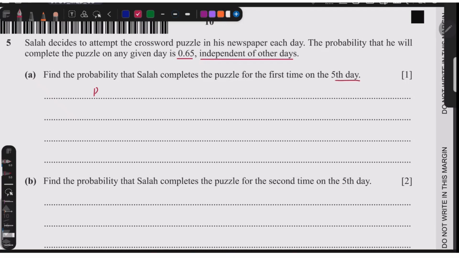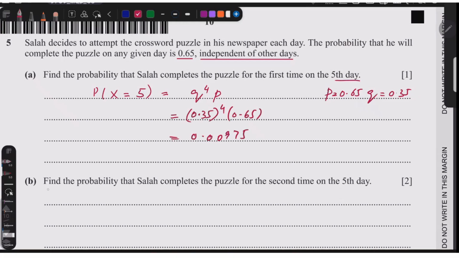So it is quite simple, and it is exactly on the fifth day, which shows that on day 1, day 2, day 3, day 4 the puzzle cannot be solved, so it was first solved on the fifth day. It means there are 4 failures and then the fifth day. We write it as the success is 0.65 and the failure is 0.35.